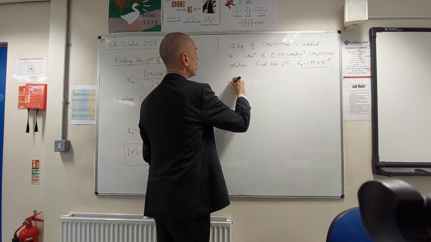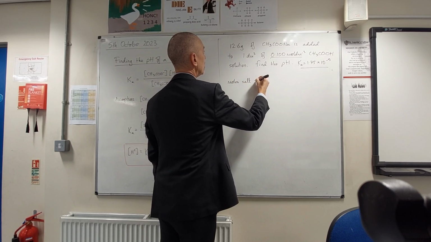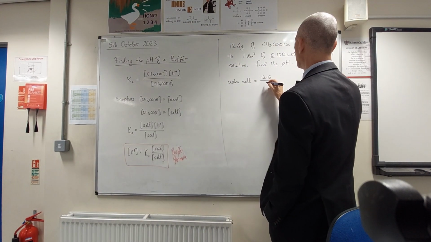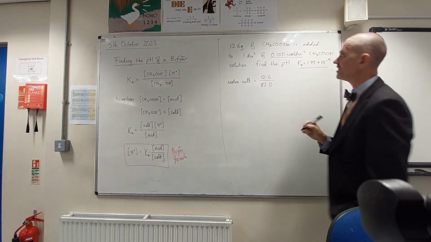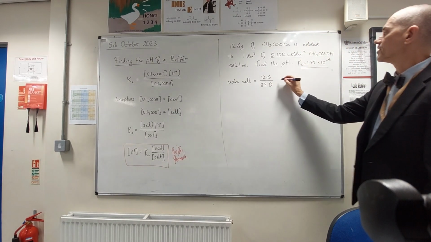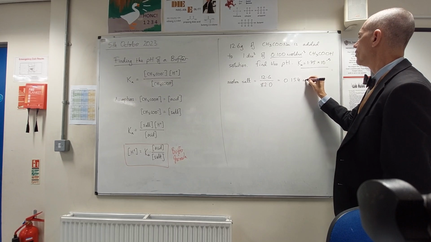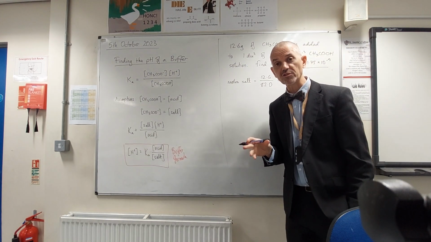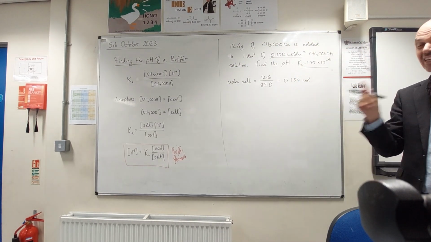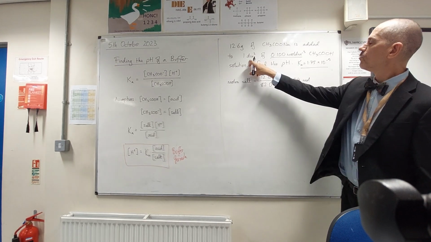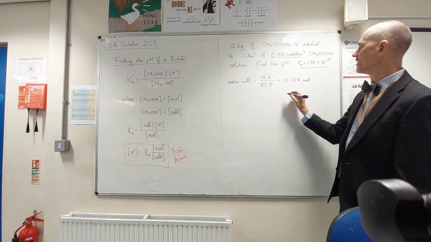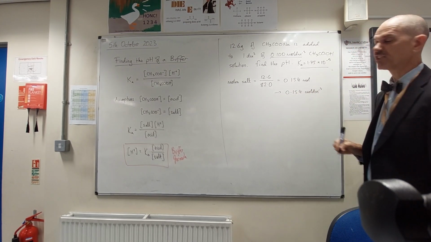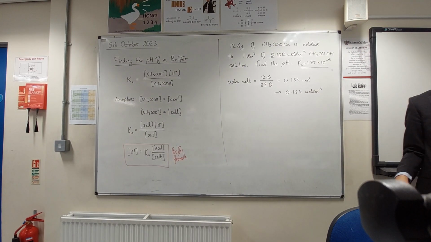So moles of salt is 12.6 over the formula mass of sodium ethanoate, which is 82. That gives us 0.154 moles of salt. Of course, that's moles. It's very important you don't confuse moles and concentration in these calculations. In this case, 0.154 moles is in 1 decimeter cubed, so that will give us a 0.154 mole per decimeter cubed solution, because we've got a decimeter cubed.